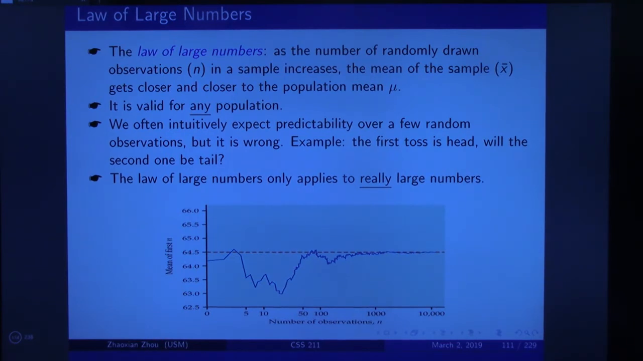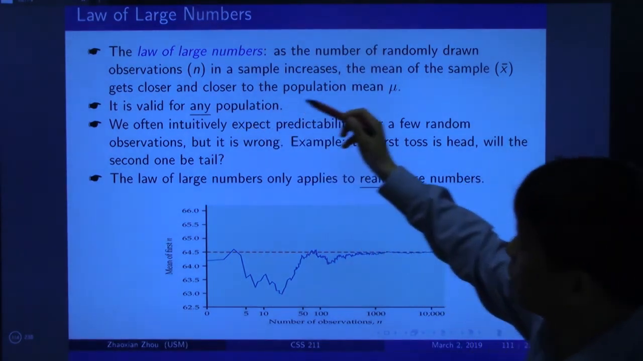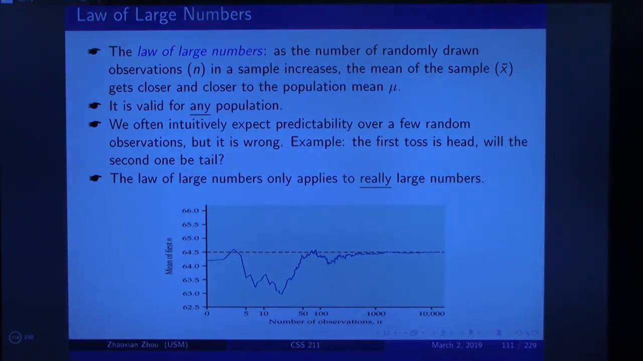How good is this approximation? For example, if I make another random sample of 100 students, is that approximation better than the 35 sample? Definitely yes. The law of large numbers says if you increase the size of the sample, then the mean of the sample will be a more accurate approximation of the population mean.